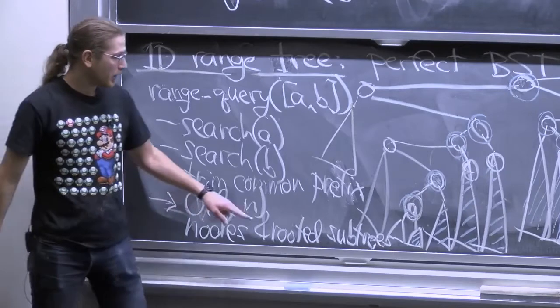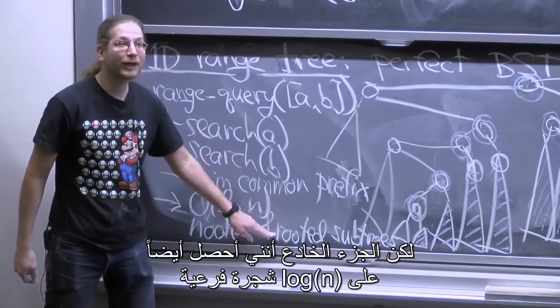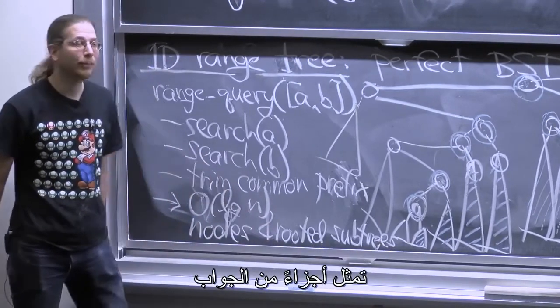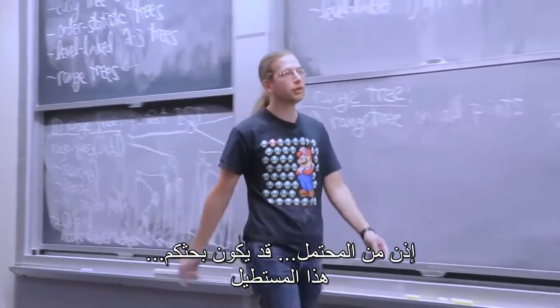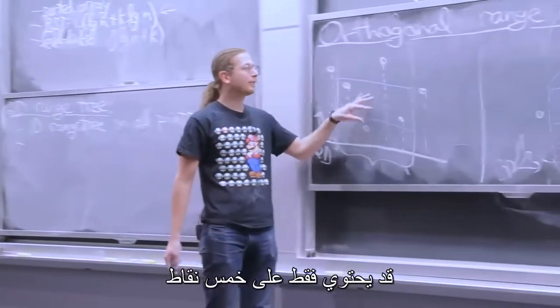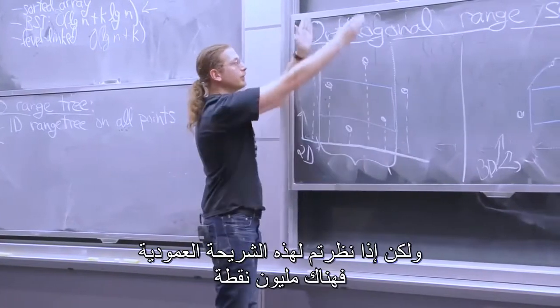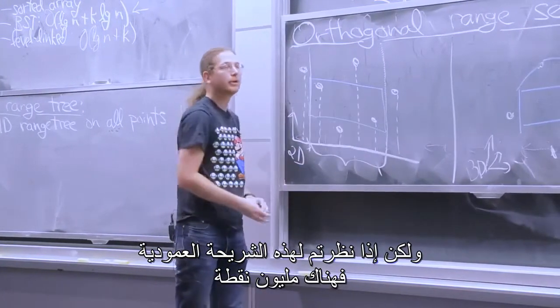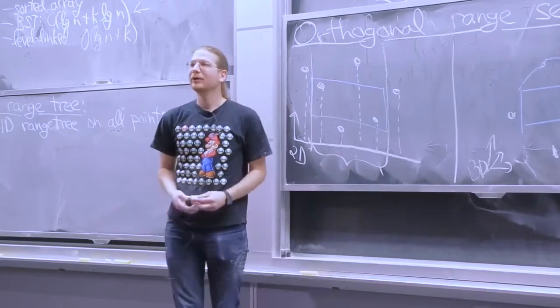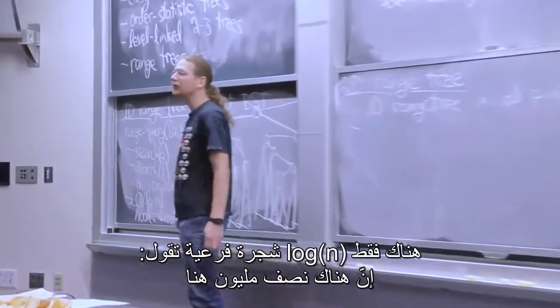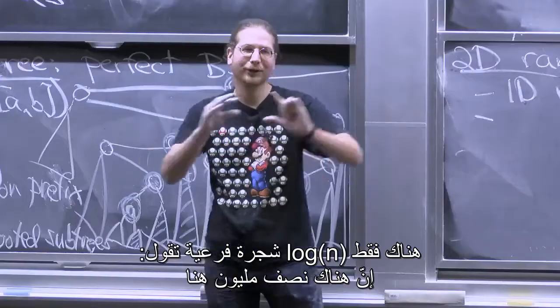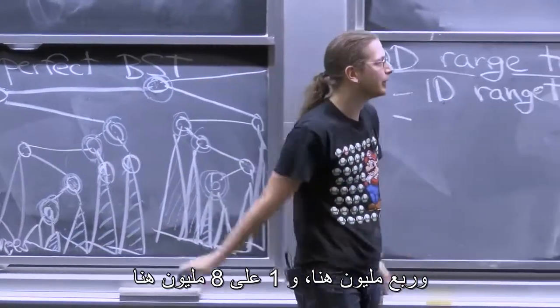But the tricky part is I also get log n subtrees representing parts of the answer. Potentially, your search, this rectangle, only has like 5 points. But if you look at this whole vertical slab, there's a billion points. Luckily, those billion points are represented succinctly. There's just log n subtrees saying, well, there's 500 million here, and 250 million here, and 1/8 of a billion here.